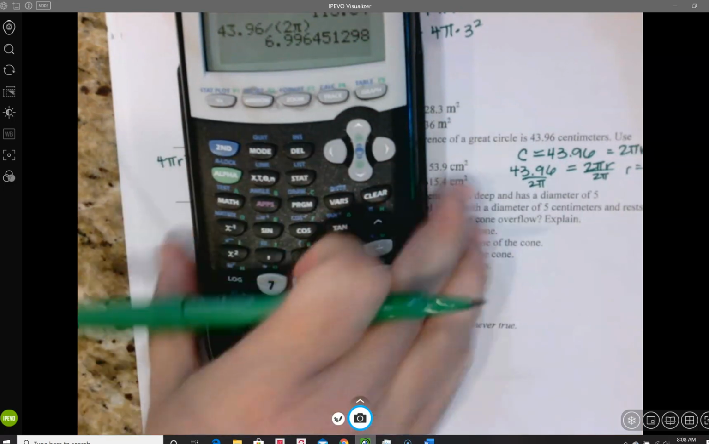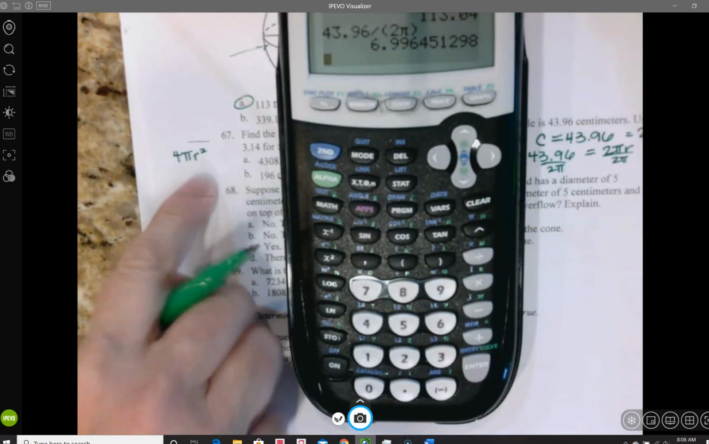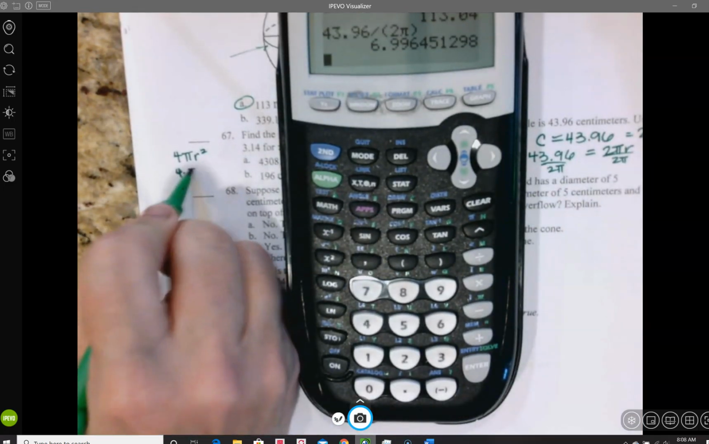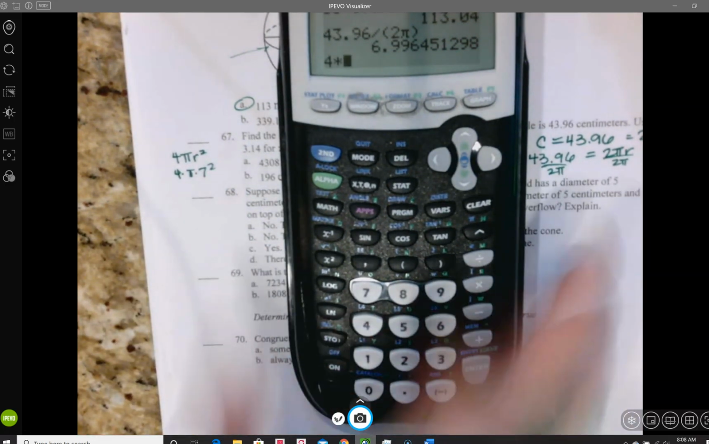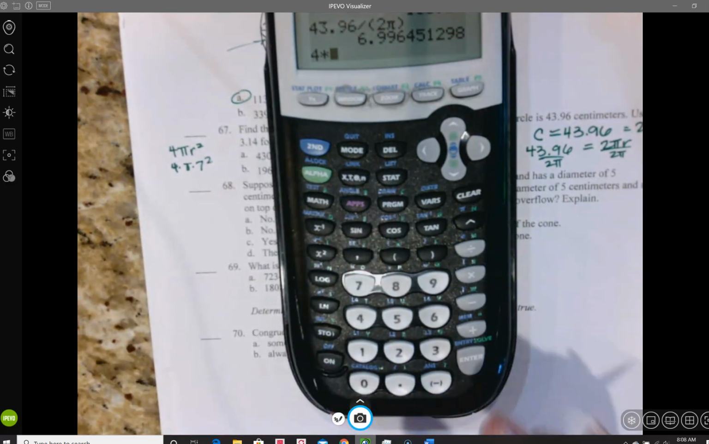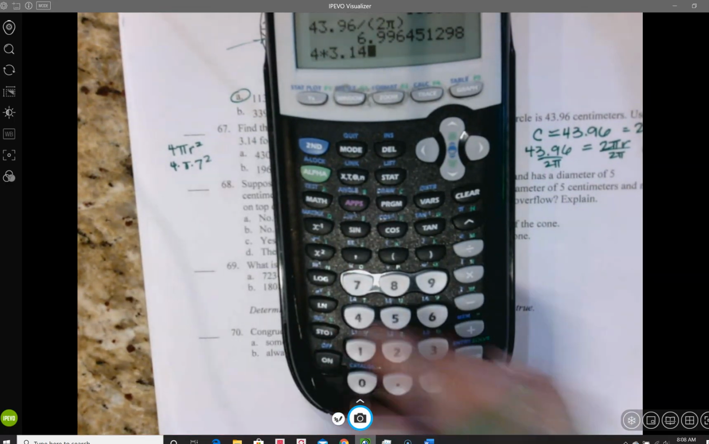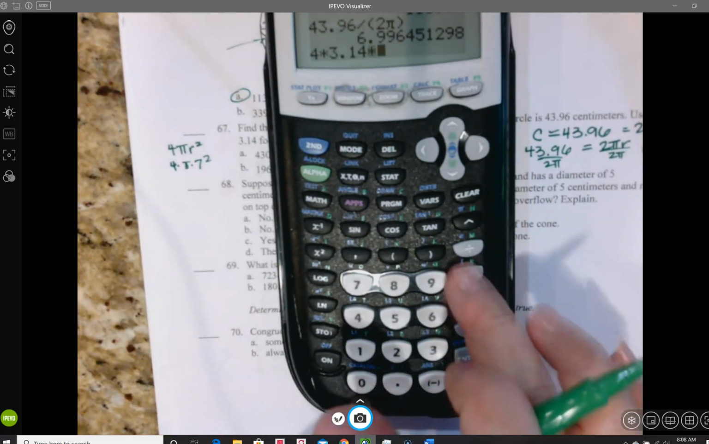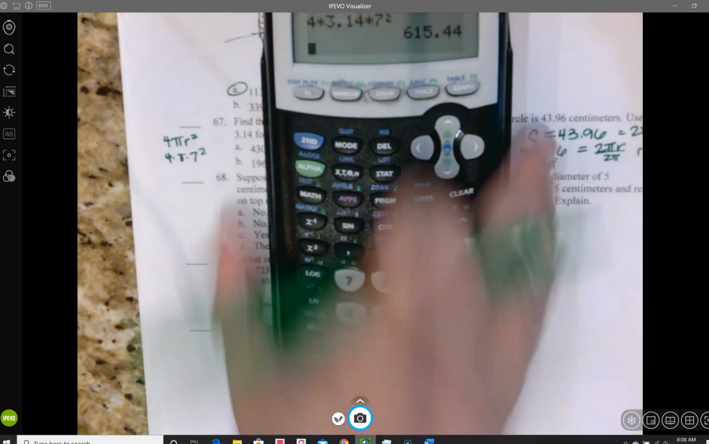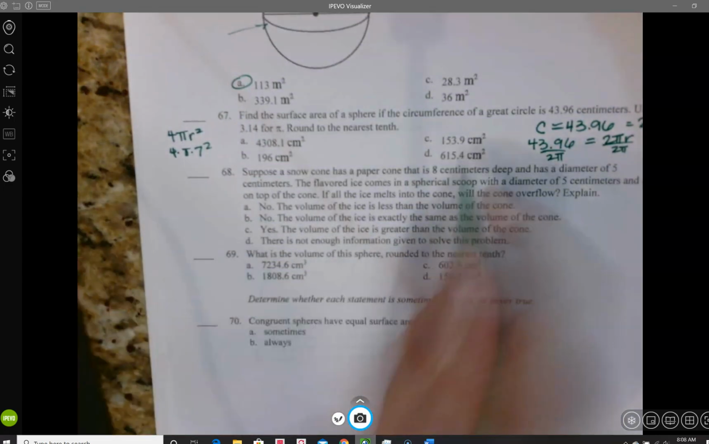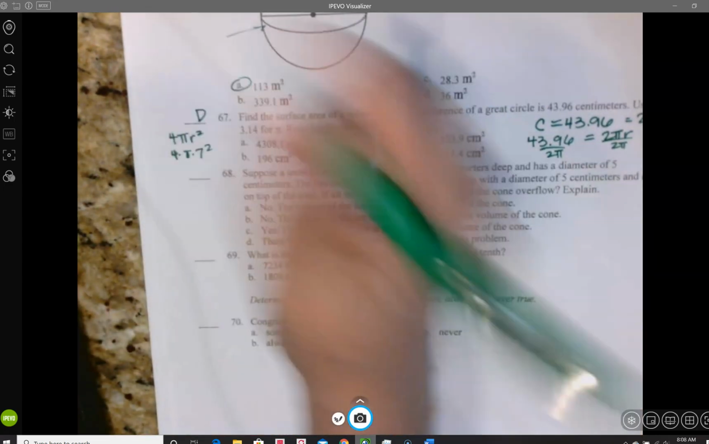So now I can plug 7 into my surface area formula. 4 times pi times 7 squared. 4 times, and they did tell me use 3.14 for pi, so I love my pi button, but when they tell me what to use, I'm going to use that, times 7 squared. I get 615.44. So that's right there at choice D.